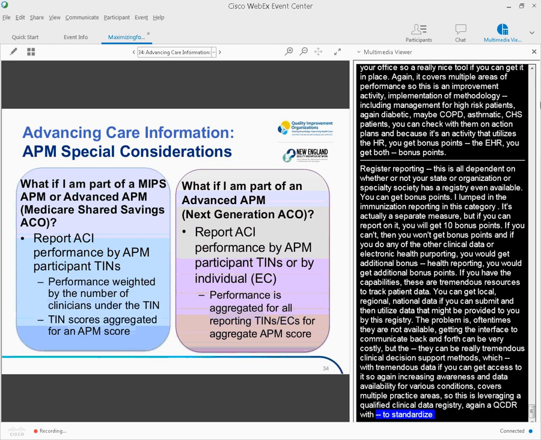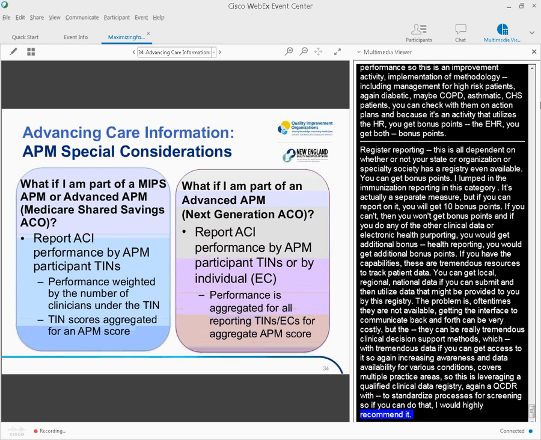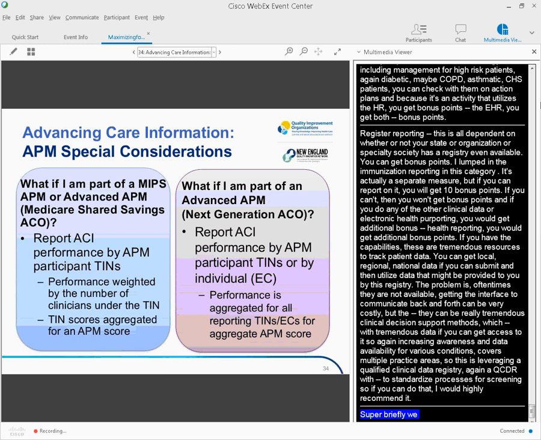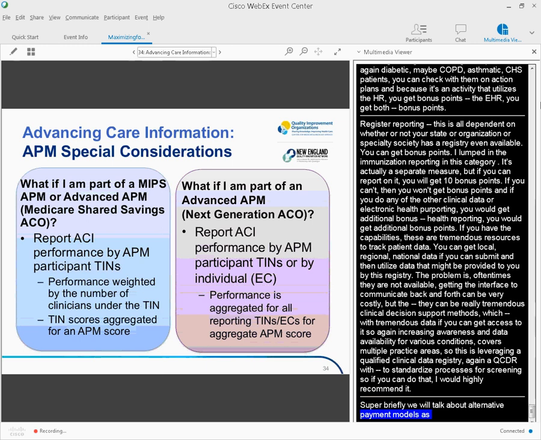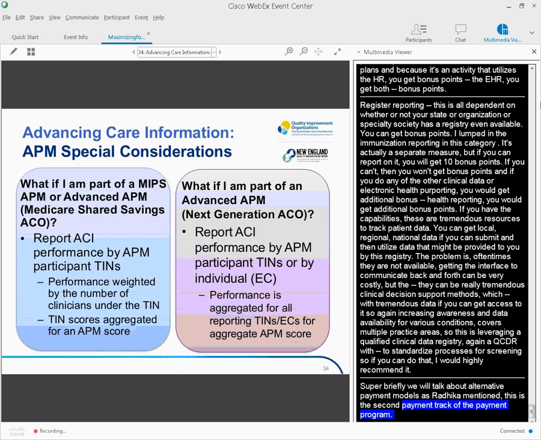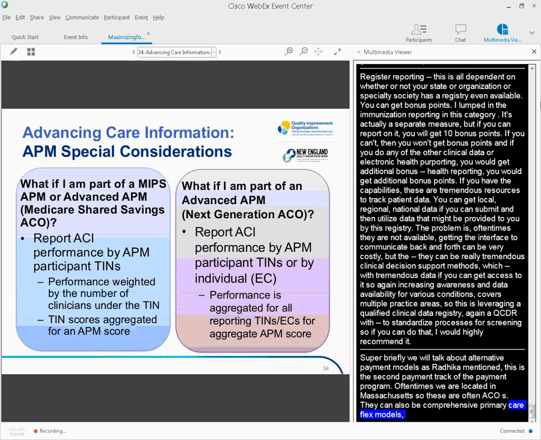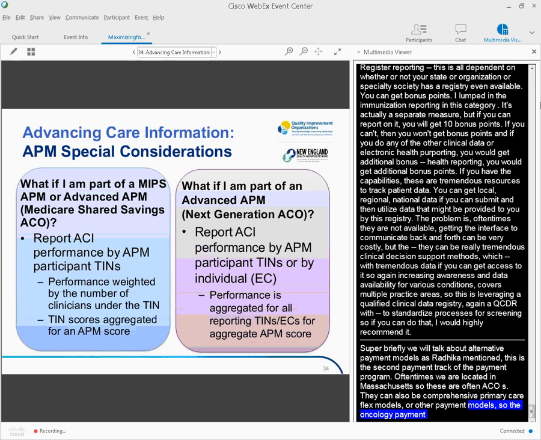Just super briefly, we're going to talk about alternative payment models. As Raka mentioned, this is the second payment track of the Quality Payment Program. Oftentimes, we're located in Massachusetts, so these are often ACOs. They can also be comprehensive primary care plus models or other payment models, so the oncology care model or comprehensive end-stage renal disease model. There are some additional APMs coming in future years of programs.